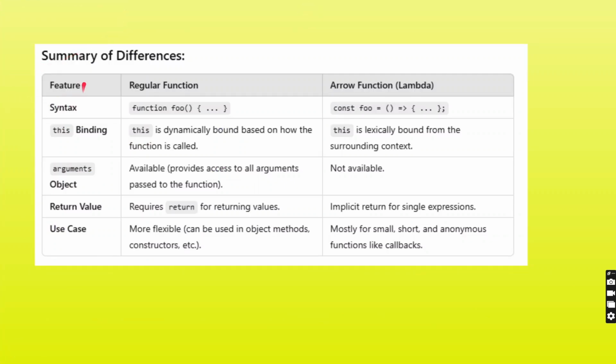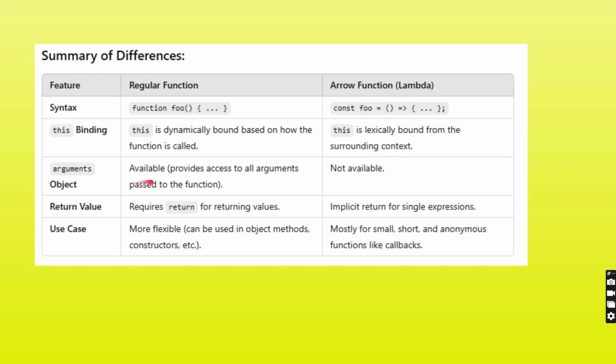The summary of differences: regular function versus arrow function. Syntax: function with parentheses and open and close curly brackets, versus empty parentheses with an arrow and open and close curly brackets. this is dynamically bound based on how the function is called, versus lexically bound from the surrounding context.